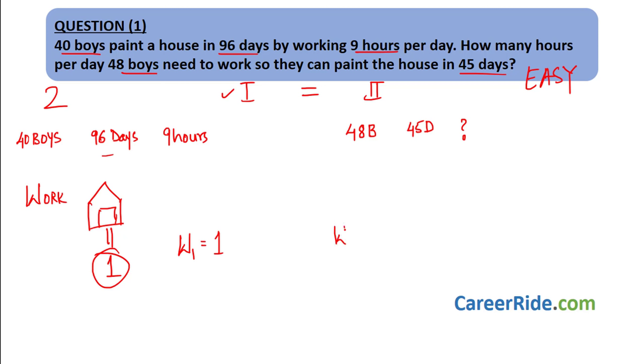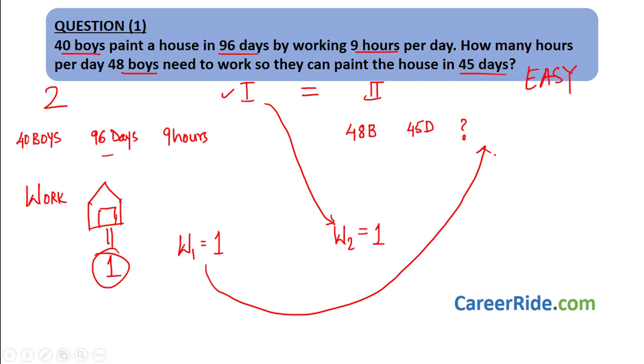Again, in the second scenario, the work done is painting the house. Same, they paint the house right from scratch. So the work done is one. Now, the only slight twist in this formula is that the work done in the second case has to be written in the first scenario, while the work done in the first case has to be written in the second scenario, right? It's just the opposite. So work done in the second case, that is W2, will come over here. Let's write 1 over here. And work done in the first case, that is W1, would come over here. So let's write 1 over here, because W1 is 1. So this is W1, this is W2.